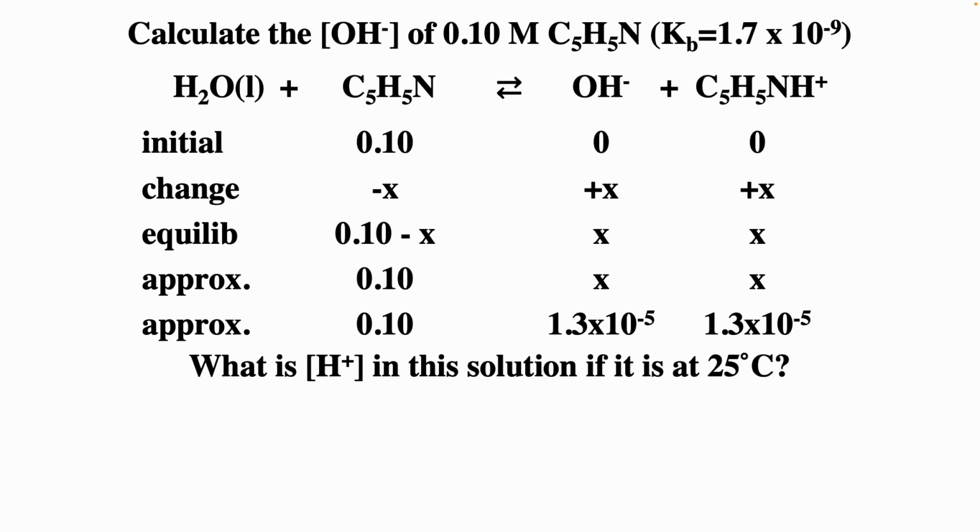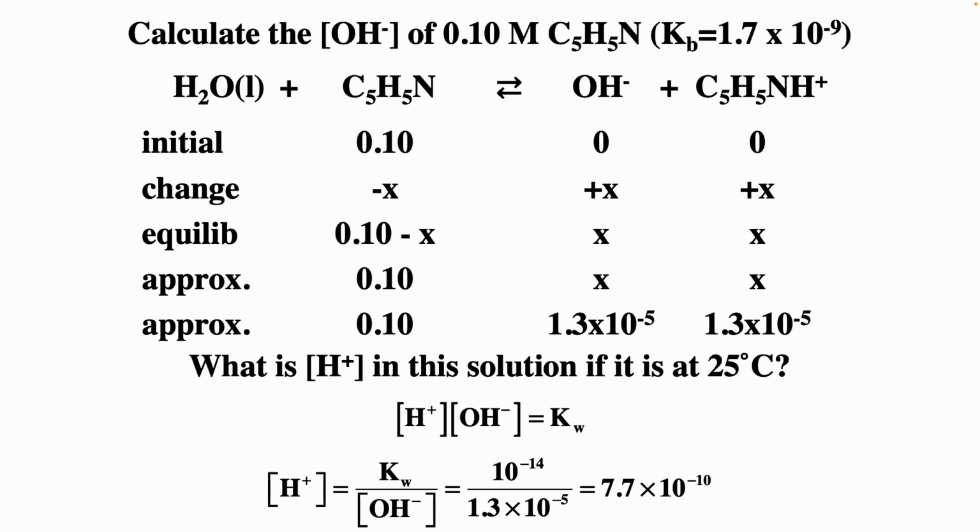Now again, we could be asked, what's the hydron concentration? And again, for all aqueous solutions, no matter what else is in solution, the hydron concentration times hydroxide has to equal Kw. And so hydron concentration equals Kw over hydroxide. And again, you should remember that Kw is 1 times 10 to the minus 14th. And so 1 times 10 to the minus 14th divided by 1.3 times 10 to the minus 5 gives us 7.7 times 10 to the minus 10th.